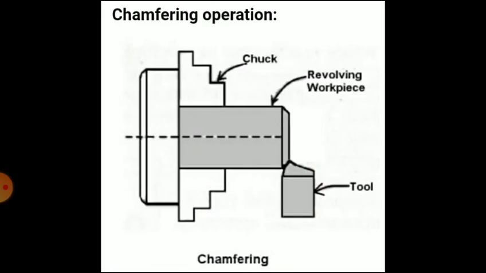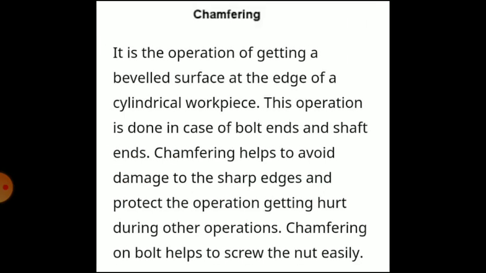Then the chamfering operation. It is the operation of beveling the extreme end of the workpiece. You can see in the diagram there is a beveling of the extreme end of the workpiece. This is done to remove the burrs, to protect the end of the workpiece from being damaged and to have a better look. So this is a chamfering operation, getting a beveled surface at the edge of a cylindrical surface.